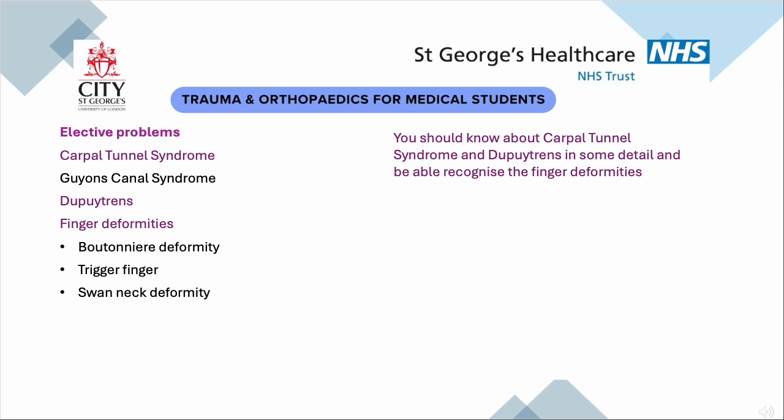We're going to look at some of the common elective problems and some of the common injuries to the hand and wrist. And with the elective problems, you need to be particularly aware of carpal tunnel syndrome, Dupuytren's, and know something about the finger deformities.